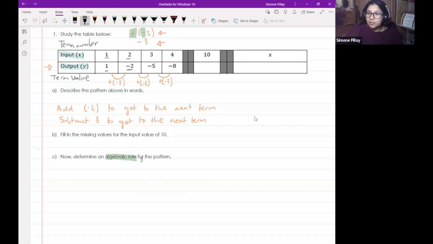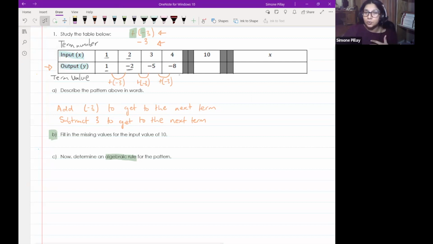The pattern, you would subtract 3 from the previous output value of -8, resulting in -11. So the missing value for the input of 10 would be -11. And this is where I want to show you guys how this rule is going to come in handy. So what I want us to do now is let's skip B, because now I know what term 1 is. I know what term 2 is. I know what term 3 and term 4 is. I don't know what term 5, 6, 7, 8, or 9 is. But I have term 10 that I need to put in.